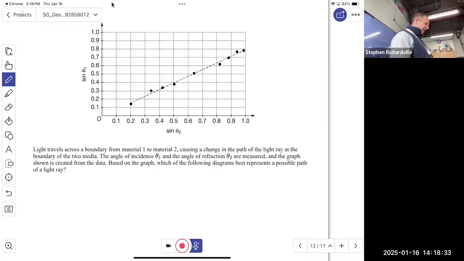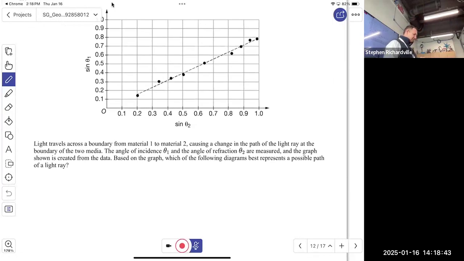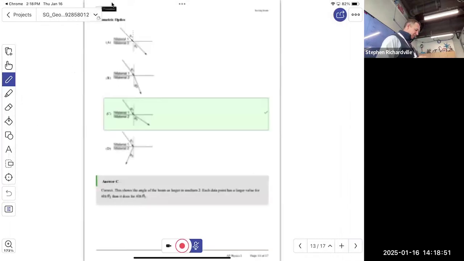Angle of incidence, theta 1, and angle of refraction, theta 2, are measured, and the graph shown is created by the data. Based on the graph, which of the following diagrams represents the possible path of a light ray? So, what are my options here?